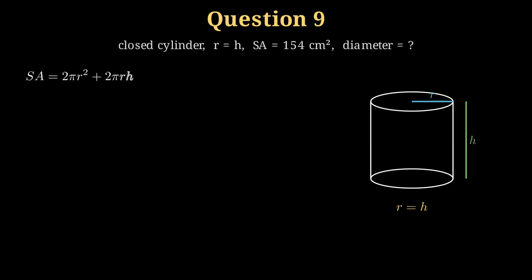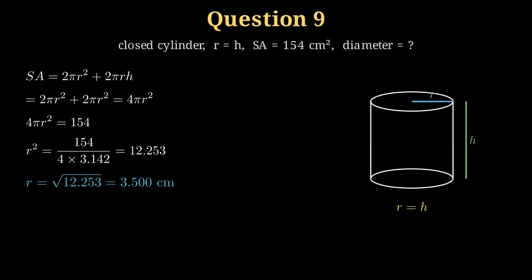The total surface area of a closed cylinder is 2 pi r squared, that's the 2 circular ends, plus 2 pi rh, the curved surface. Since the radius equals the height, we replace h with r. Then 2 pi rh becomes 2 pi r squared, and adding it to the first term gives 4 pi r squared. So 4 pi r squared equals 154.